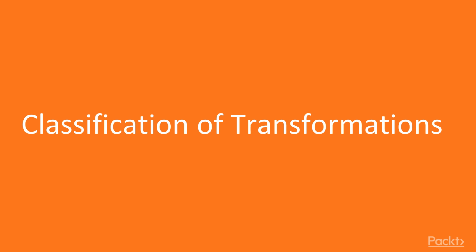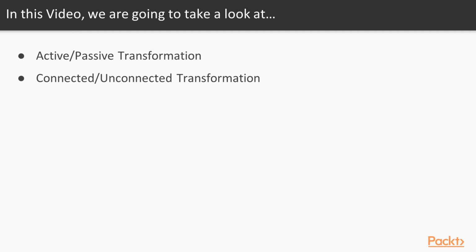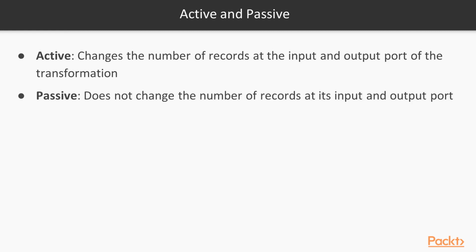Before we take on the next transformations, let's talk about classification of transformations. Transformations, based on their functionality, are divided as active-passive and connected-unconnected transformation. First, active and passive classification. This classification of transformations is based on the number of records at input and output port of transformation. This is not based on the number of ports or number of groups.